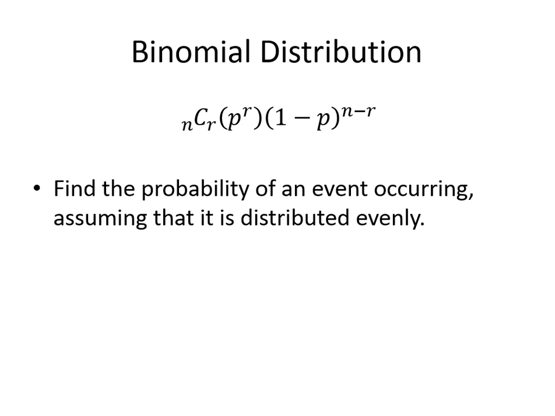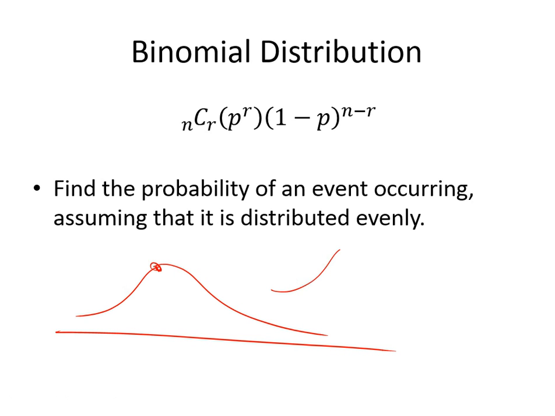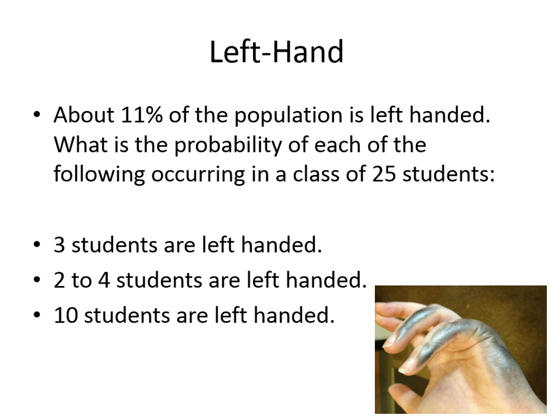Okay, so this finds the probability that an event occurs, assuming that it is evenly distributed across the percentage. If it looks like that, okay, or it could be shifted more, but it's kind of evenly distributed. So we're able to find it, and it's got a common divider and everything. So we're going to go through an example of this.